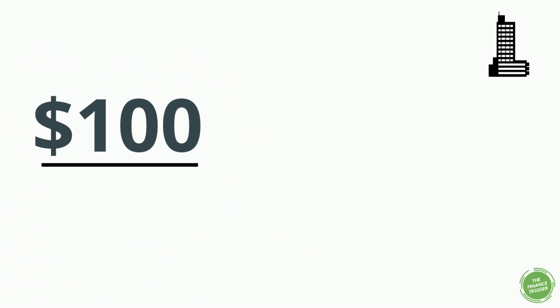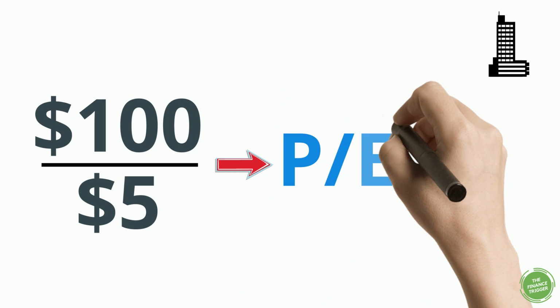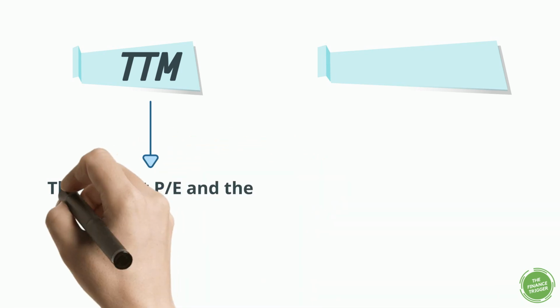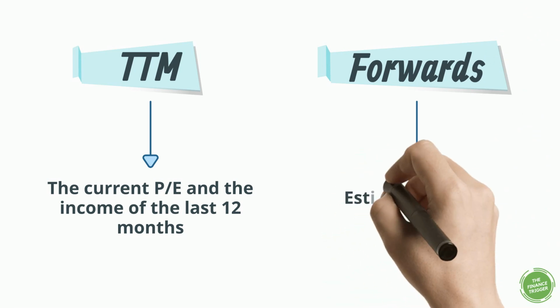Imagine that we have a company, and its stock trades at $100, and has an earnings per share of $5. We get as a result a P/E ratio of 20. Normally you can find this ratio in two ways: TTM, which is the current P/E taking the income of the last 12 months, or forward P/E, which estimates future earnings.